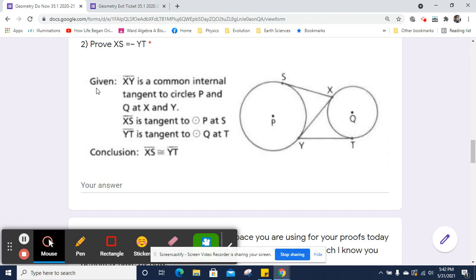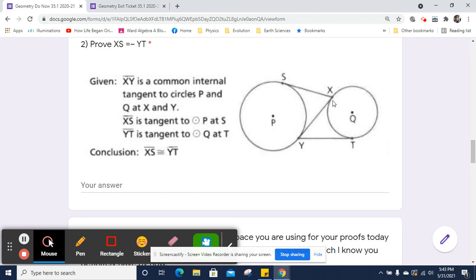Now, here we have XY. It's a common internal tangent. That means it is common as a tangent to two circles, and it's between them. That's what internal means. So XY is that: two circles, a common internal tangent, circles P and Q, at X and Y.